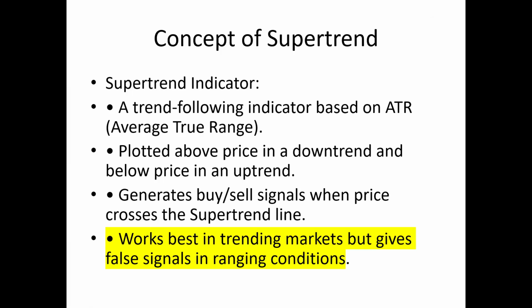So when the market is trending straight away downtrend, no problem. Straight away uptrend, no problem. Super trend behaves normally, and it generates buy and sell signals when price crosses this super trend line. Works best in trending markets. Most of the time, market will not trend.